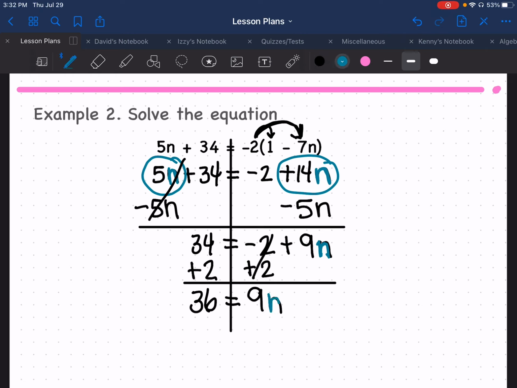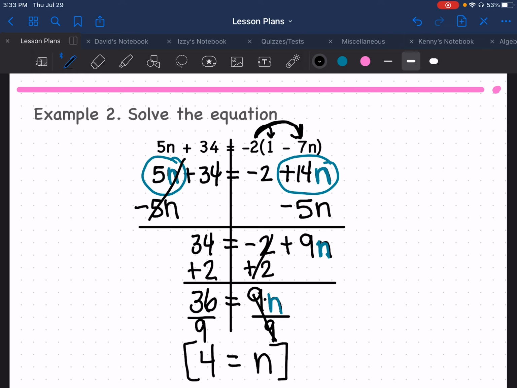Notice that my n this time is not alone. It doesn't have that imaginary 1 like it did in the last example. So I am going to go ahead to step 5, and I am going to undo my multiplication or division. This is multiplication. In between the 9 and the n, remember there's hiding that sneaky multiplication. So to get rid of it, I'm going to divide by 9. This is going to give me my variable n. What I do to one side, I must do to the other, and 36 divided by 9 is 4.